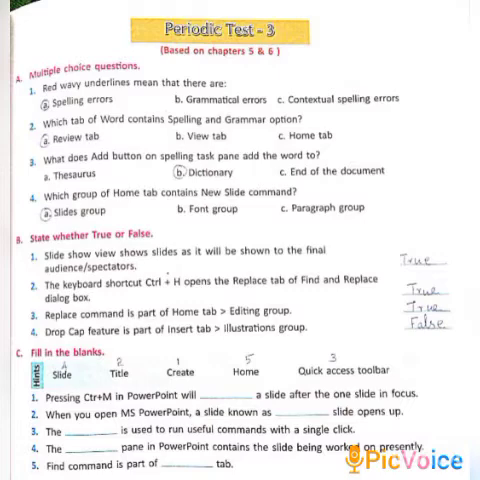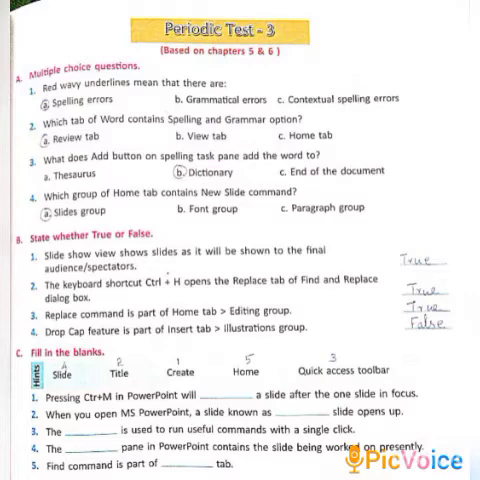Today we are discussing page number 65, the one words and four question answers. These one words and question answers are based on chapters 5 and 6. Okay. The first section, multiple choice questions.